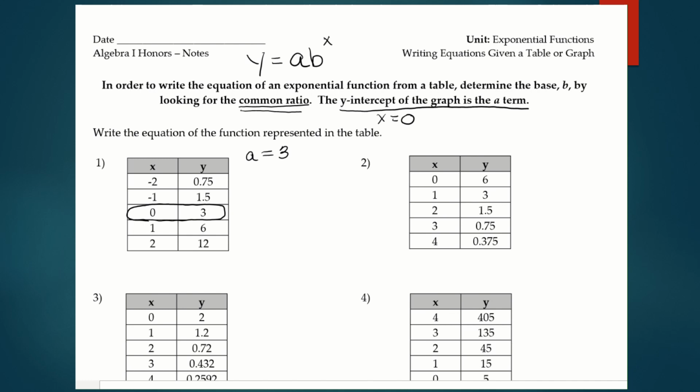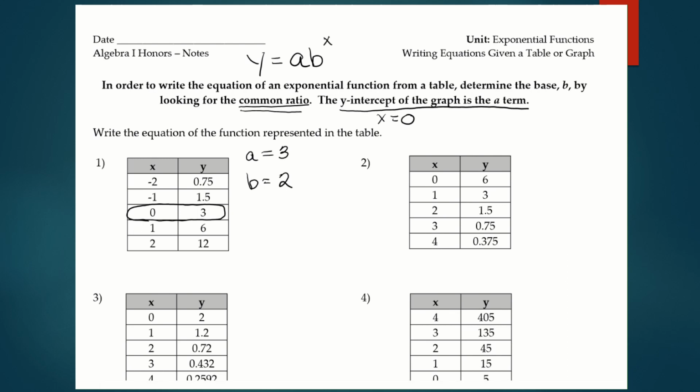B is going to be found by looking at our y values and trying to figure out, okay, how are my y values increasing? What am I multiplying each y value by to get from one to the next? So if I look, 0.75 to 1.5, okay, how did I get there? It looks like I multiplied by 2. And then same from 1.5 to 3, I multiply by 2. From 3 to 6, I multiply by 2. From 6 to 12, I multiply by 2. So my b value is 2, because to get from one term to the next, I'm multiplying by 2.